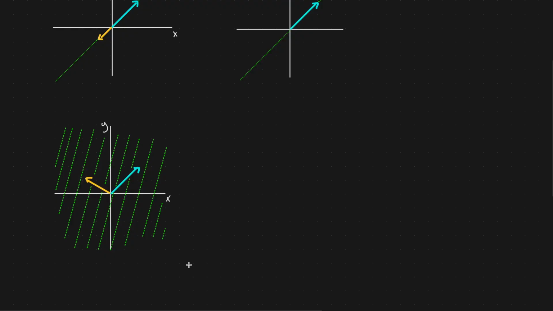It turns out this is a general rule, that if you have a basis for a vector space, if you have two different bases, they have to have the same number of vectors in those bases.